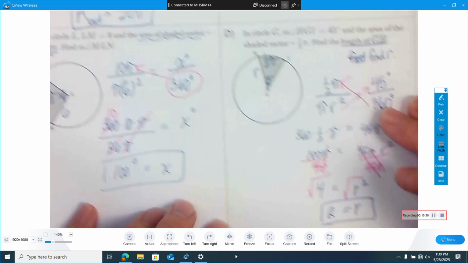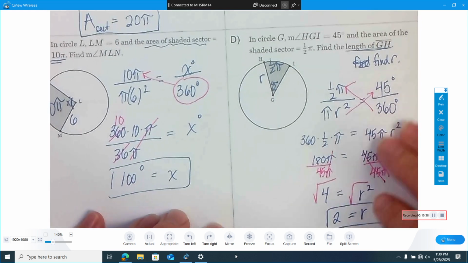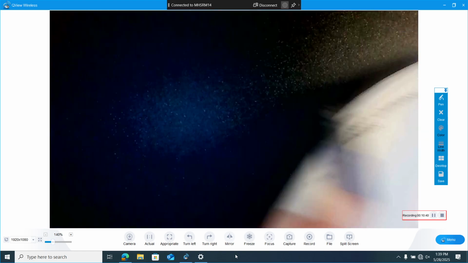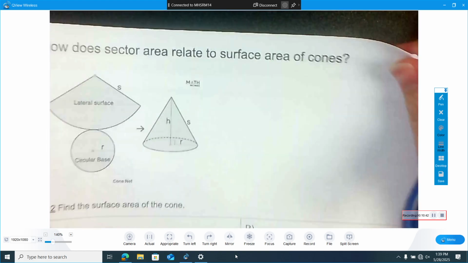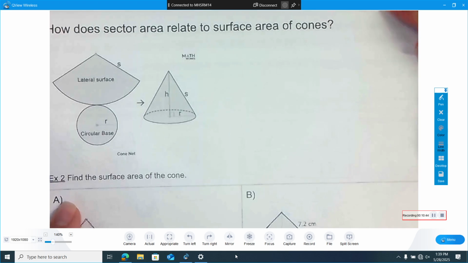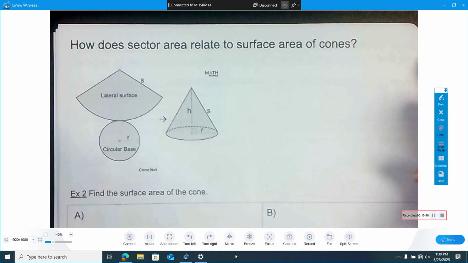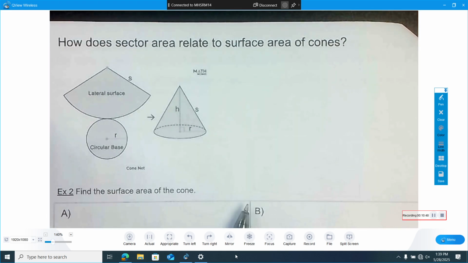Okay, questions on any of those? All right, so now we're going to talk about surface area. So this is really kind of interesting. I'm going to write down at the end, we'll write down the formula.